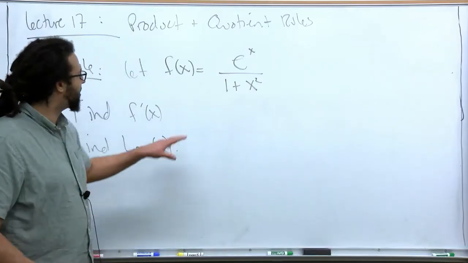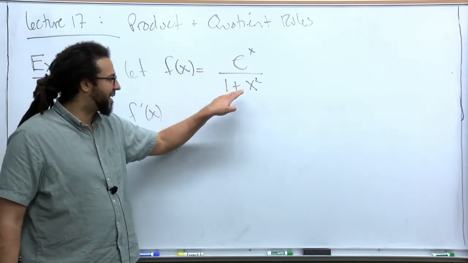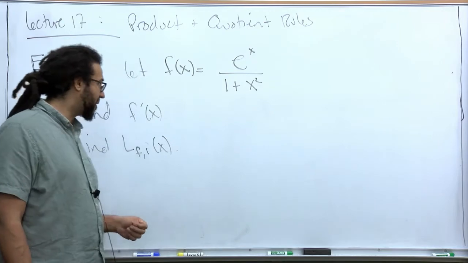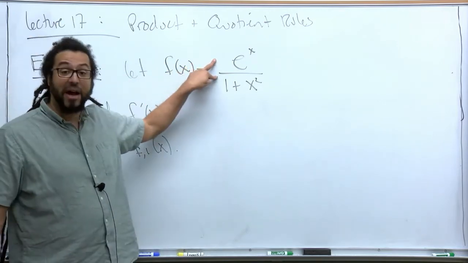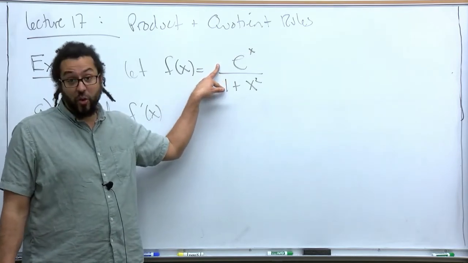Here's an example using the quotient rule. So let's let f of x be this function, e to the x over 1 plus x squared. Certainly this is a fraction of two functions. It's a quotient of two functions, so we ought to use the quotient rule.